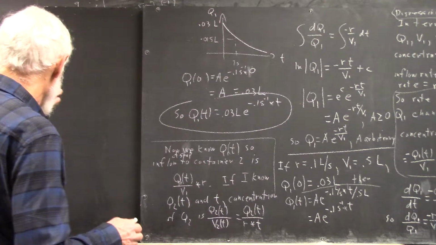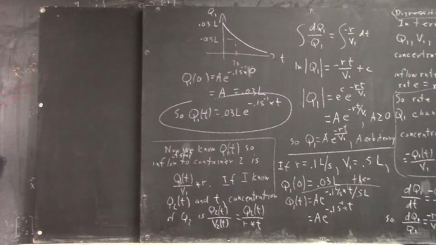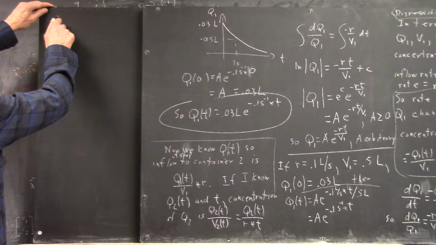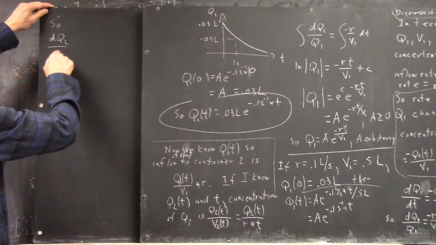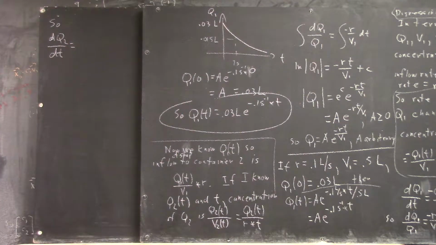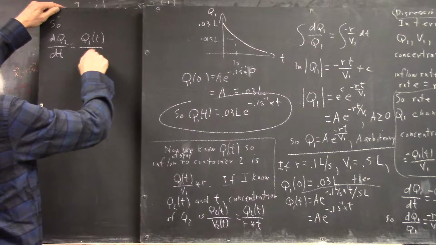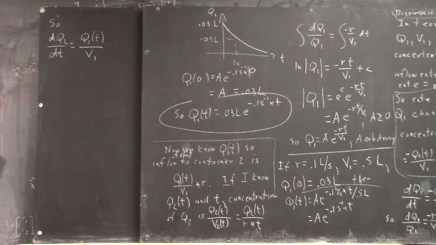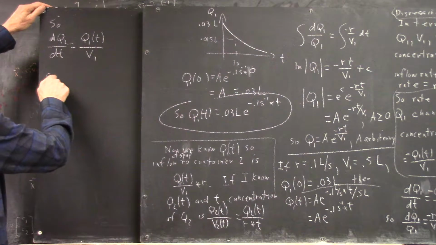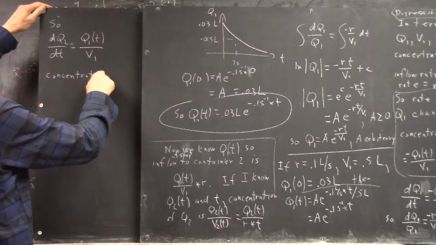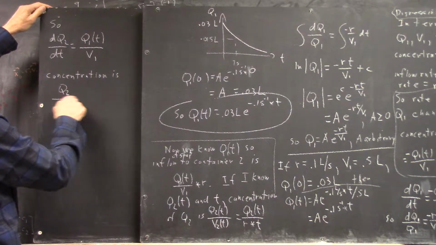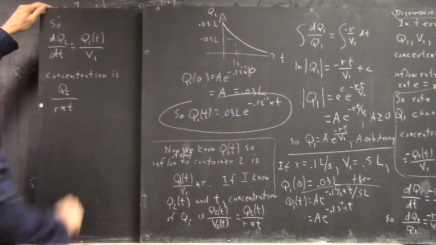With a little bit of a twist. So dq2/dt is q1 of t over v1, okay? And the concentration is q2 over r times t.